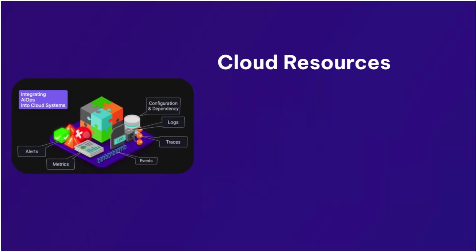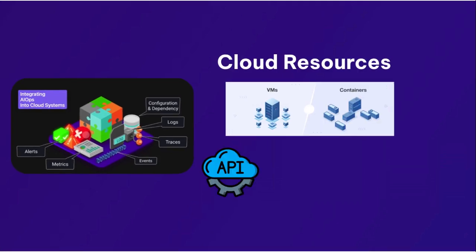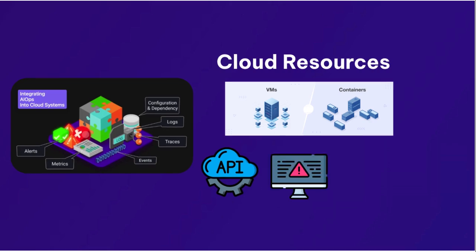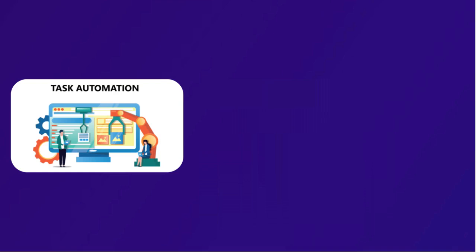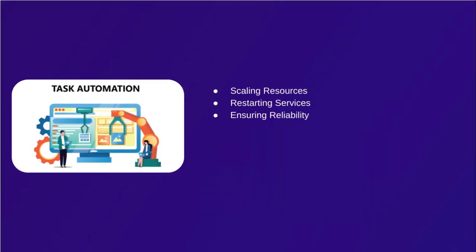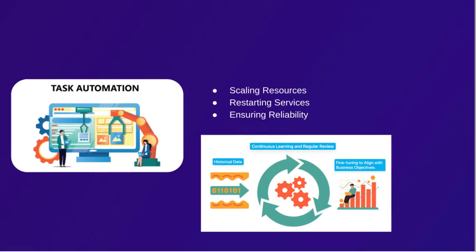Cloud resources including virtual machines and containers are then connected to the platform using built-in connectors or application program interface, APIs. Monitoring and alert rules are also configured to track critical metrics, enabling AI ops to detect anomalies and provide actionable insights. Next, automation features are activated to handle routine tasks like scaling resources or restarting services, with workflows tested to ensure reliability. Over time, the platform continuously learns from historical data, requiring regular review and fine-tuning to align with business objectives.